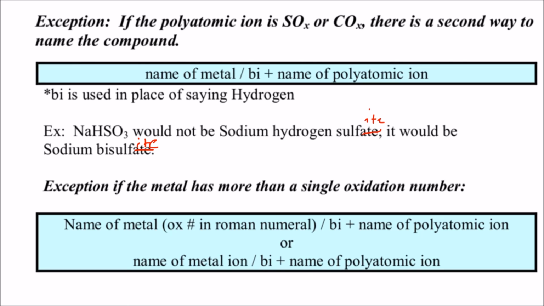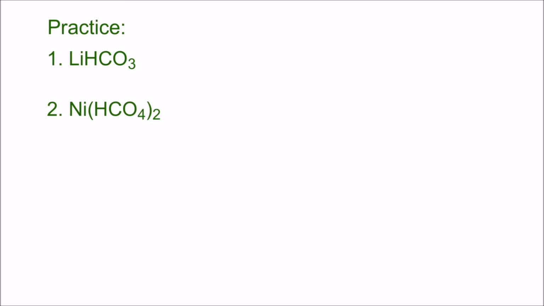Alright, let's do some practice. Okay, so we only have 2 practice questions here. The first one is what we just talked about. It's a first element metal with 1 oxidation state. There's a hydrogen as the second element, and it's got a CO as part of the polyatomic anion. So let's come up with the name for this.